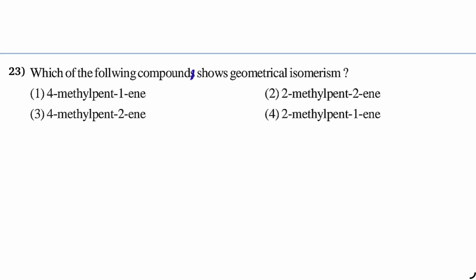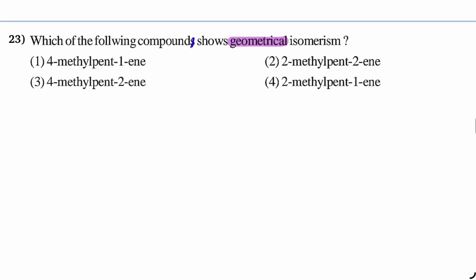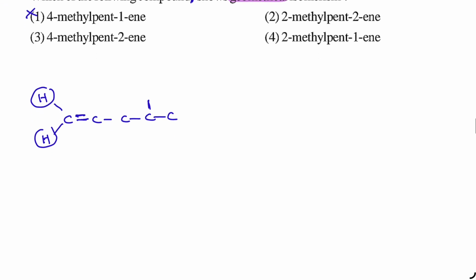Geometrical isomerism is shown by which compound? So we need to draw the structures fast. This is the first option, basically pentene: 1, 2, 3, 4, 5, pentene, and here it is 4-methyl. Need not write the complete structure. You can see here both hydrogens are the same, so the double bond is not a geometrical center, so the first one does not show it.